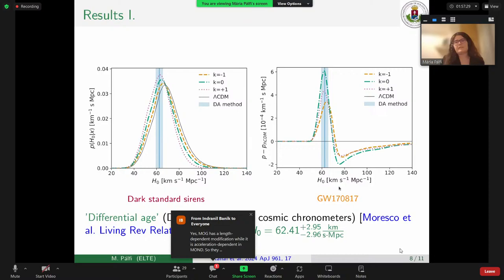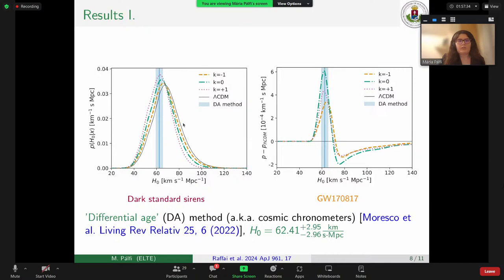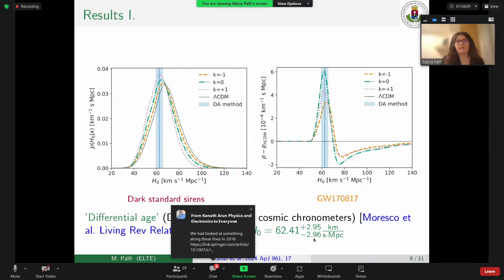The black curve shows the posterior distribution in the lambda CDM model. And this vertical blue line and the area comes from the differential age method, which is used to constrain the Hubble constant in cosmologies independently of the curvature parameter. We fit the latest set of measurements to obtain this value of the Hubble constant.